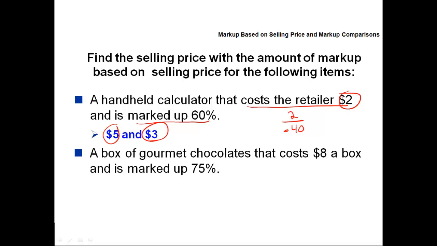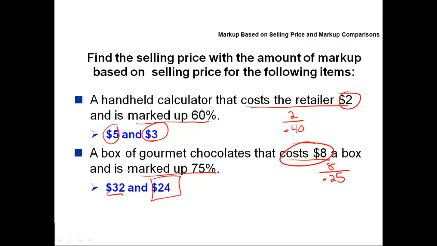The next problem, a box of gourmet chocolates that costs $8 a box and is marked up 75%. If the markup rate is 75%, the cost rate is 25%, so we're going to take the cost dollars and divide it by the cost rate, and that will give us the selling price of $32. And if we want the actual amount of markup, then we take the $32 selling price minus the $8 cost, and that's where we get the $24.